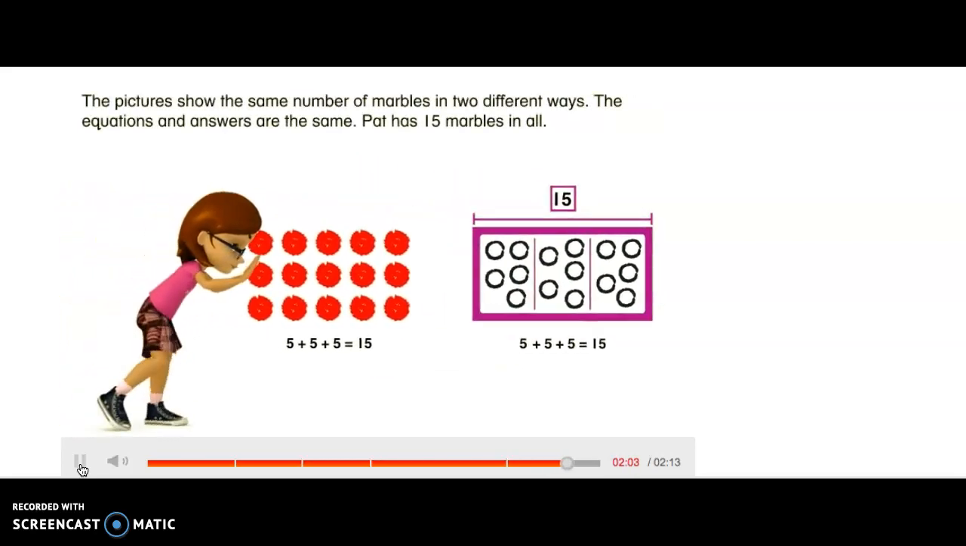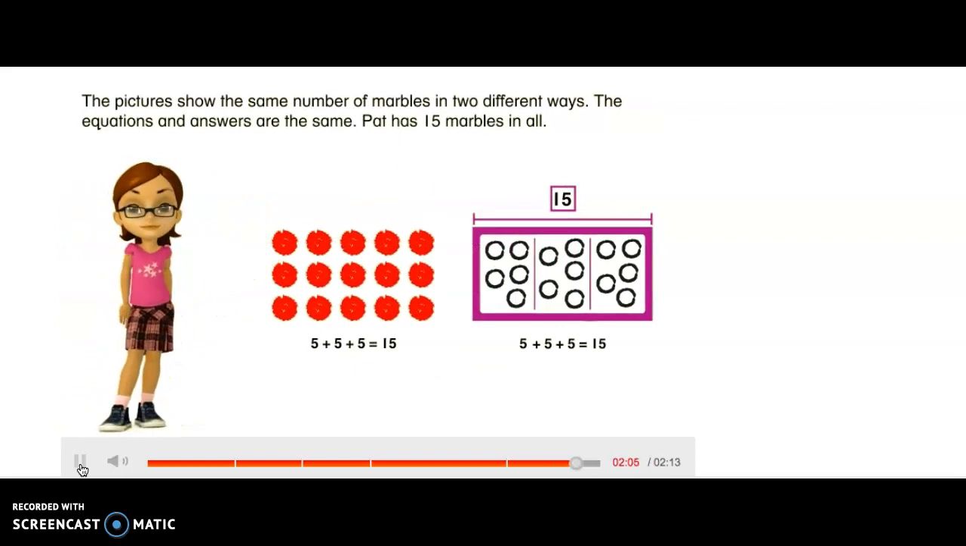The pictures show the same number of marbles in 2 different ways. The equations and answers are the same. Pat has 15 marbles in all.